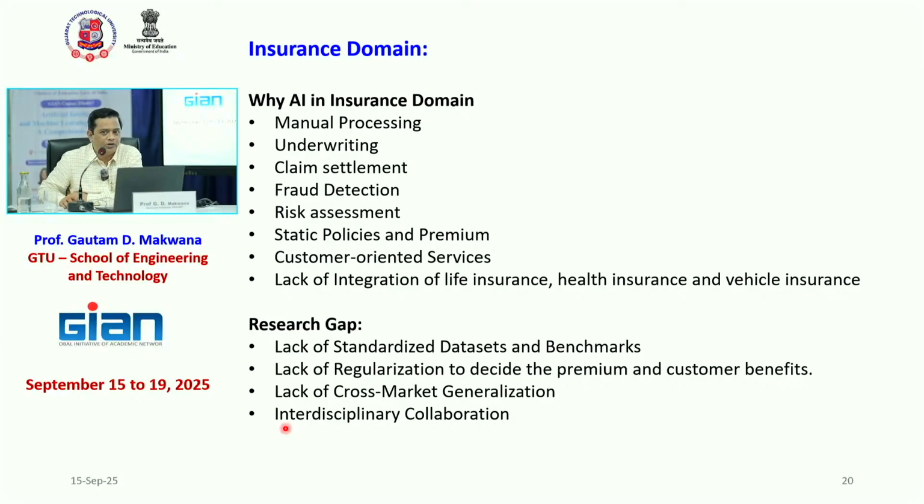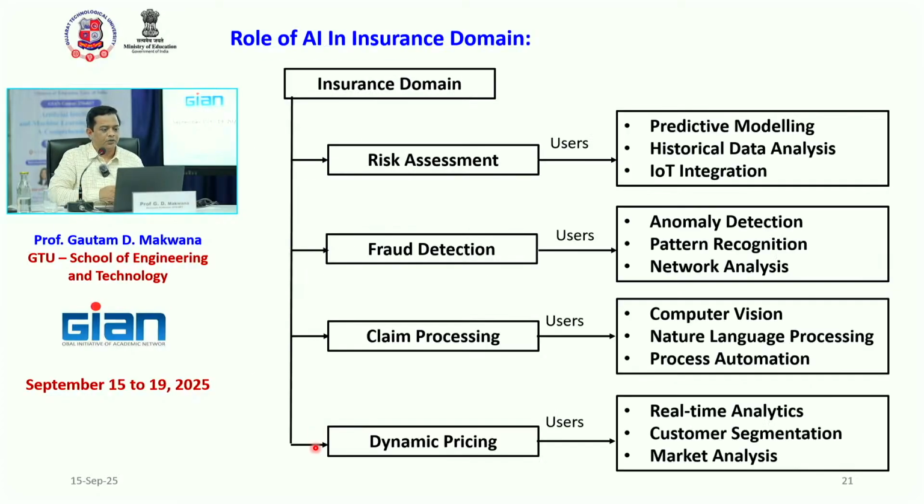And then there is interdisciplinary collaboration. If I talk to someone sitting in the policy office and ask about AI, they are not experts in AI. They are experts in their own domain. So we need interdisciplinary collaboration to include AI in insurance. So these are the roles of AI in the insurance domain.